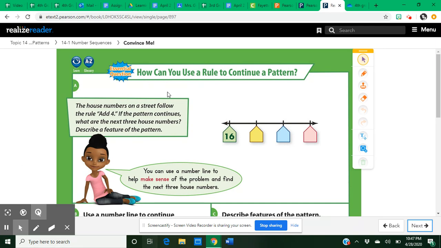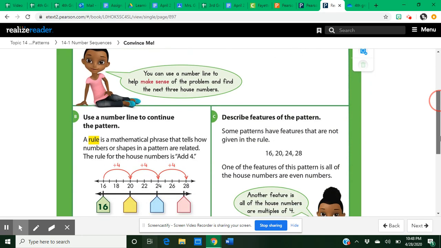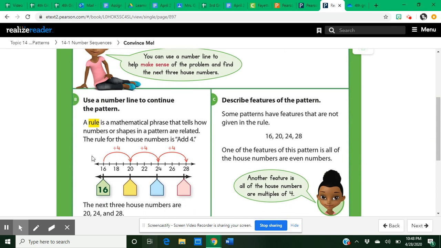Okay, so for this, we can see on our visual learning, if you flip the page, it gives us another example to work on. It says, the house numbers on the street follow the rule add 4. If the pattern continues, what are the next 3 house numbers? Describe a feature of that pattern. Okay, so down here in B, they've solved it for you. So it says a rule is a mathematical phrase that tells how many numbers or shapes in a pattern are related. The rule for the houses is to add 4. So you started at 16. They've shown it on a number line. They did a 4 jump, which got them to 20, another 4 jump to 24, and another 4 jump to 28. So the next 3 houses are 20, 24, and 28.